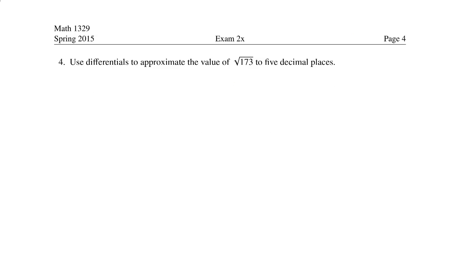Question 4. Use differentials to approximate the value of the square root of 173. So first thing is we want to describe our function, and that is the square root function. We want to pick a value that we know the perfect square root of, which is 169, and from that we come up with delta x, which is how far away the new number is from our base number here. So 173 is 4 away from 169.